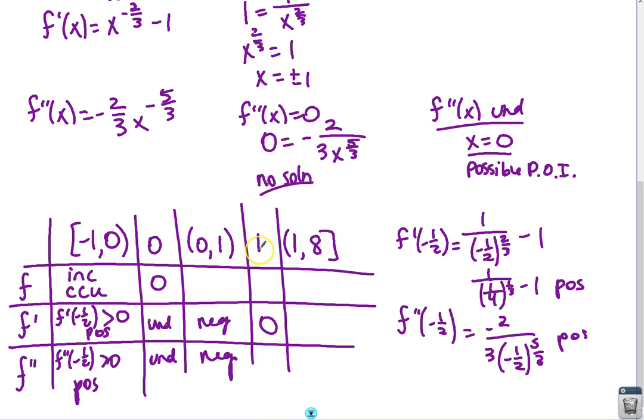When you plug in a 1 into your second derivative, you get a negative. So then that automatically guarantees that you have a relative max here by the second derivative test. And then, let's see here. Ooh, but that doesn't make sense. Because if that's a negative, that can't be a relative max, because it would have to change from positive to negative.